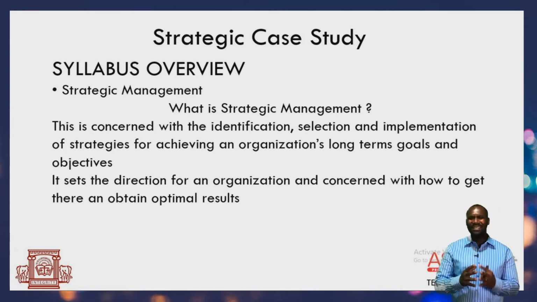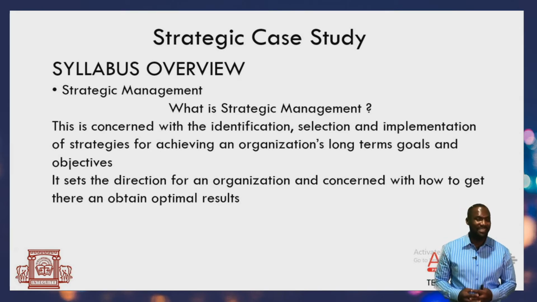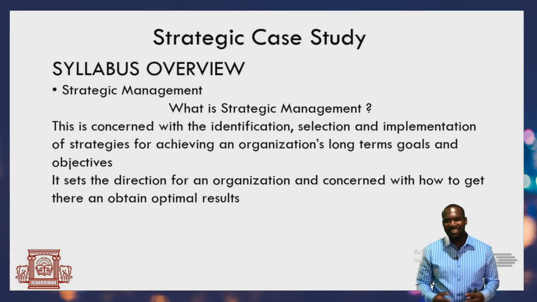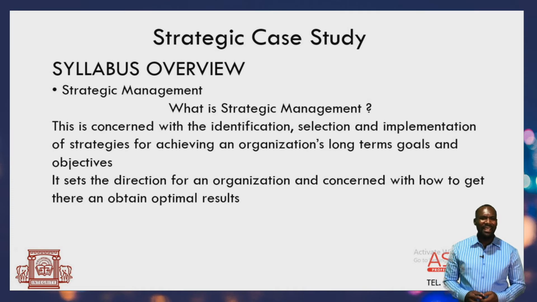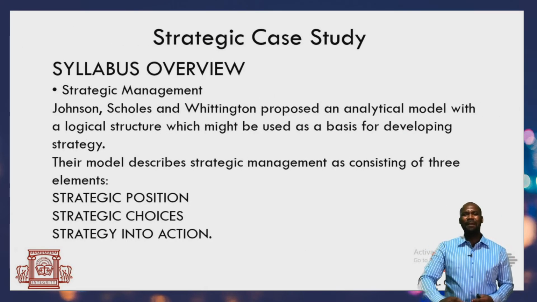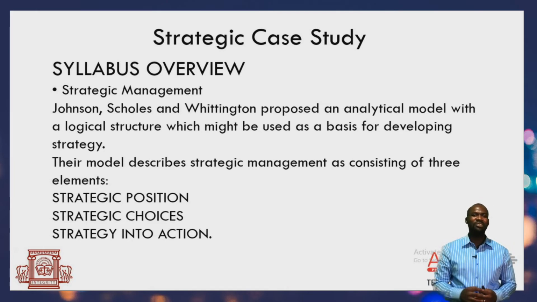Now, strategic management is the direction of an entity and is concerned with how an entity can get optimal results from its operations. So please, our process of strategic management is all about doing three things: identification, selection, and implementation of strategy. And this definition is by Johnson, Scholes and Whittington. And they have provided us an analytical model for a logical approach to strategy, for anybody who intends to develop strategy.